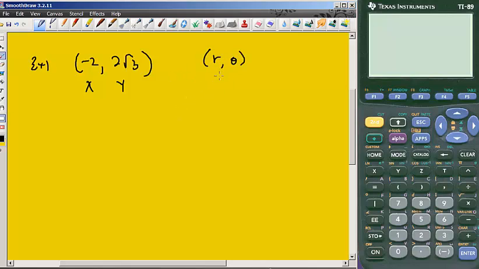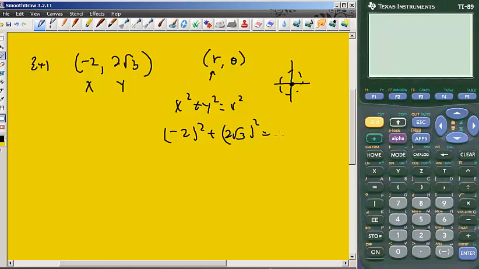Well, first of all, let's take care of the r. We know we're talking about polar coordinates, we're talking about a circle going around a pole. That's why it's called polar coordinates, going around a circle, this pole right there. So we know x squared plus y squared is equal to r squared, the formula for a circle. So we're just going to plug in the information we have, which is negative 2 quantity squared plus 2 rad 3 quantity squared is equal to r squared.